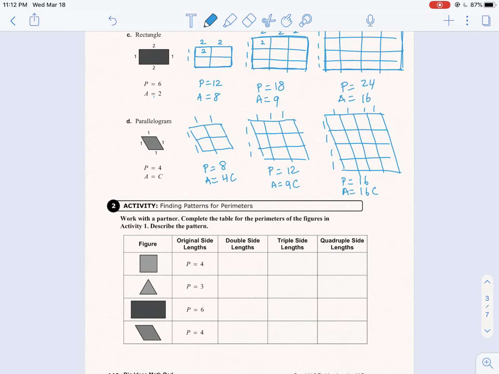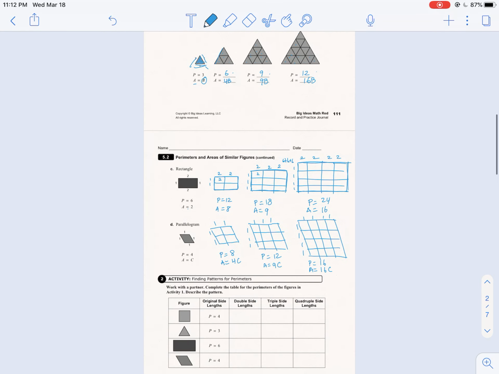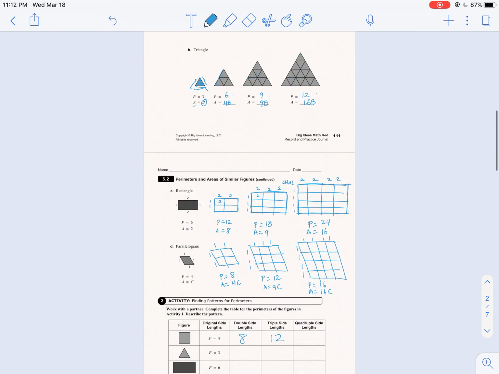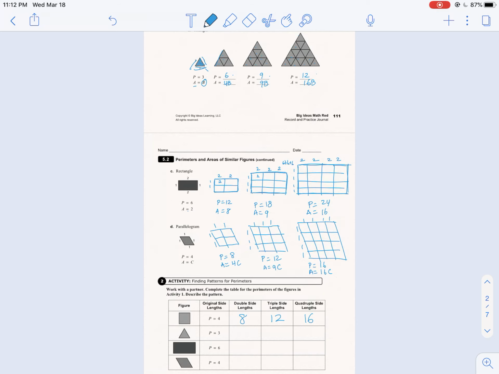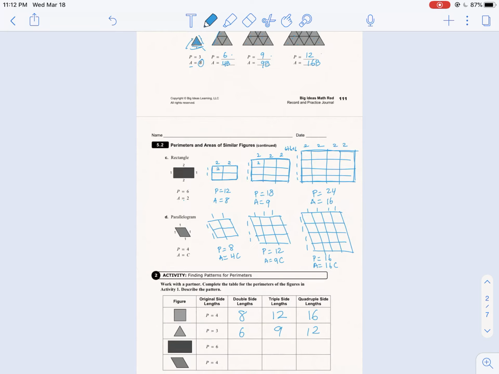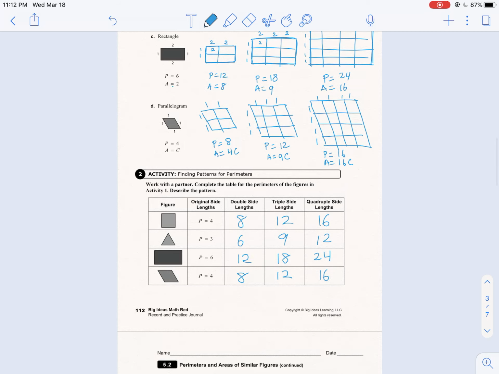Double the side length. So the original side length, perimeter was 4. If you double it, it was 8. Triple it, it was 12. Quadruple it, it was 16. For a triangle, first perimeter was 3, and then 6, and then 9, and then 12. For this one, 6, 12, 18, 24, and then the last one, 8, 12, 16.